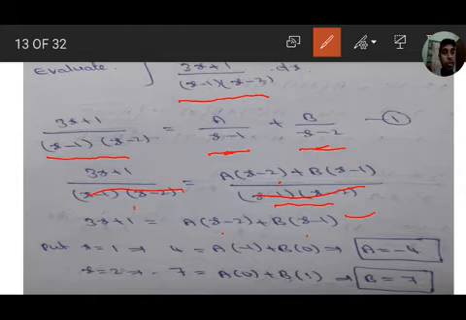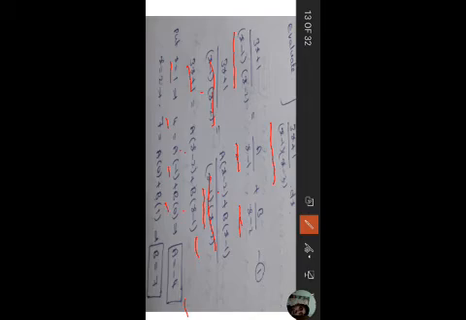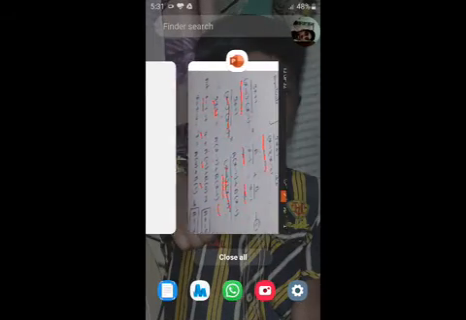So x equal to 1, 2. Put x equal to 1: 3 into 1 is 3, 3 plus 1 means 4, LHS is 4, and RHS is a into (1 minus 2), that is minus 1, plus b into (1 minus 1) means 0. So minus a equal to 4, so a equal to minus 4.